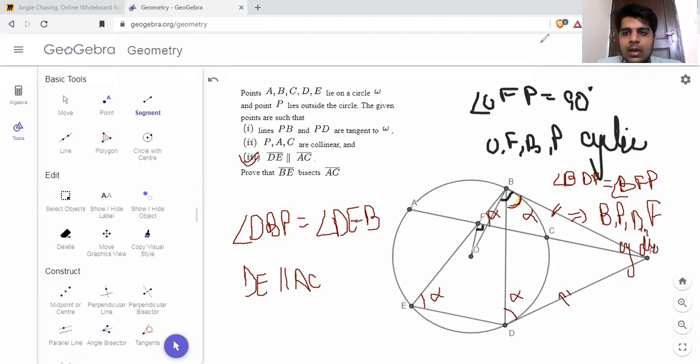right? Moreover, okay, I'll change color. Since OBP is 90 degrees, this is 90 degrees, and ODP, this is also 90. So since opposite angles sum up to 180 degrees, OBDP is also cyclic, right?